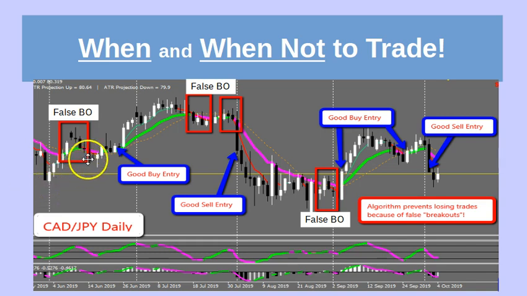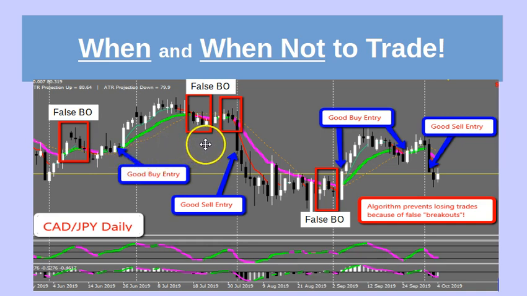So the algorithm shows you that here's a false breakout. You can take a look right there. False breakout, so there is no buy entry. The buy entry is good over here, right at the top of that white candle. Okay, so that's a good entry.